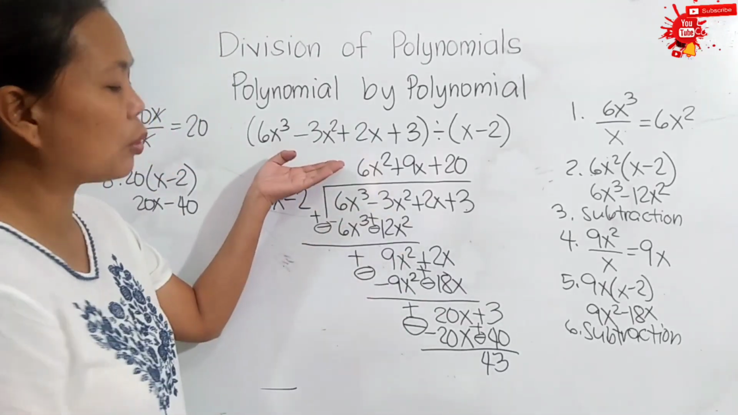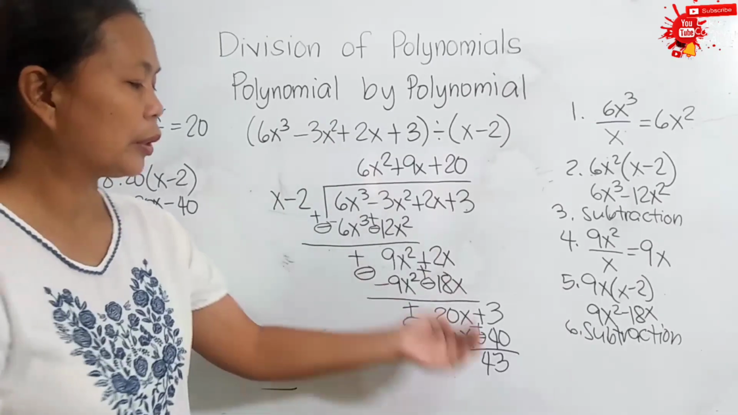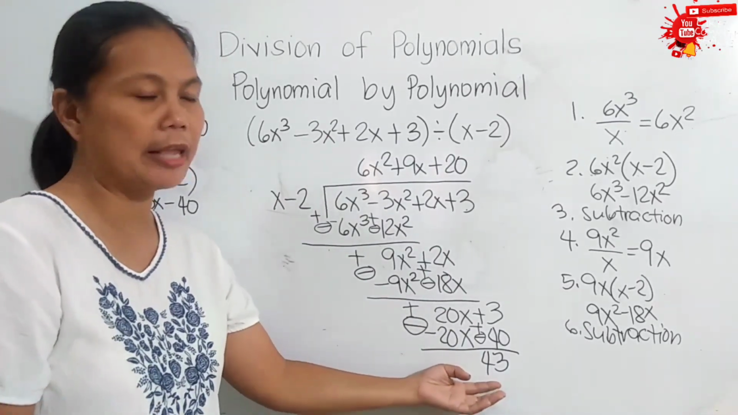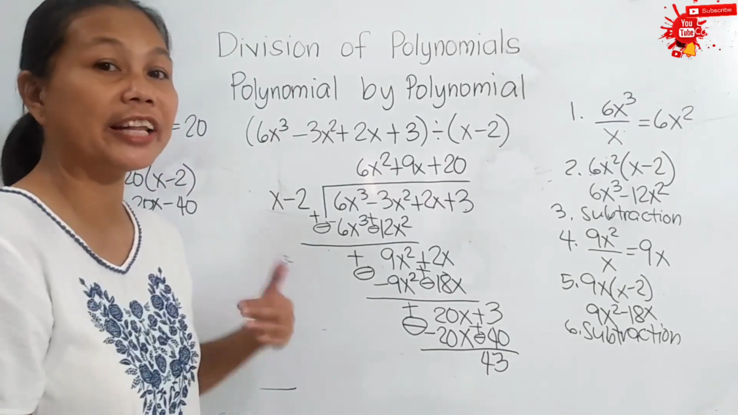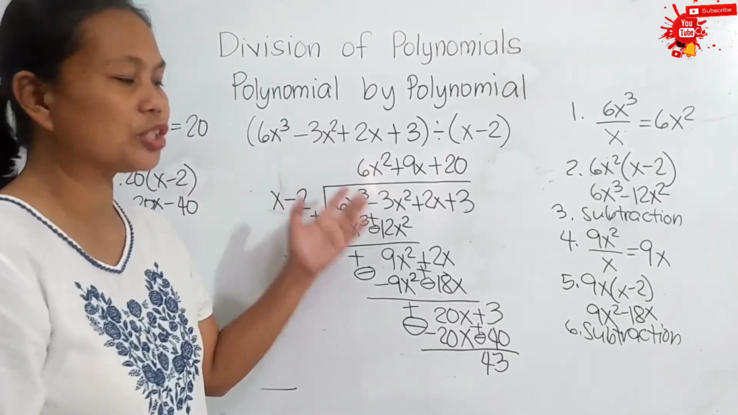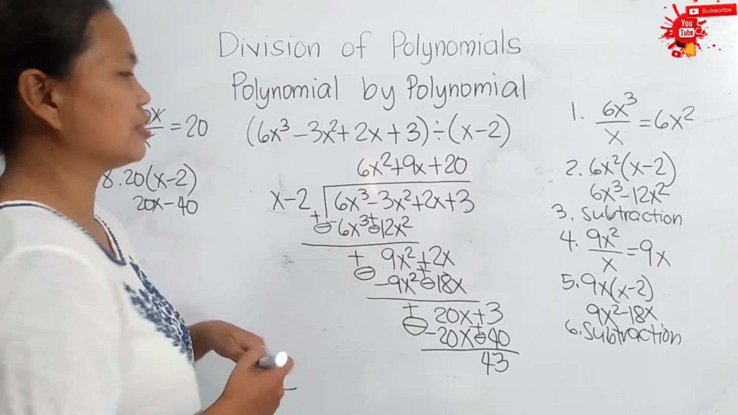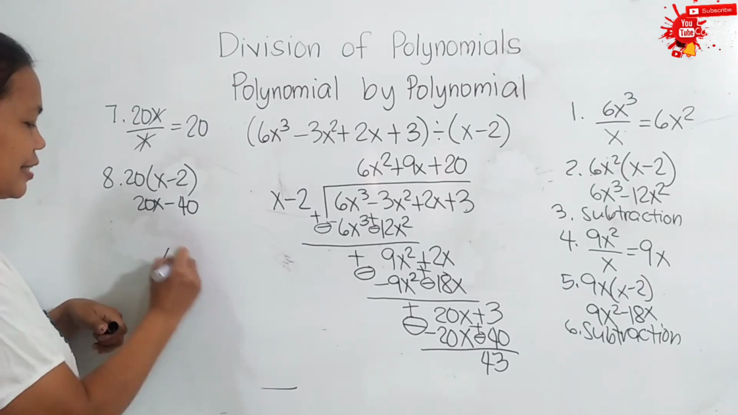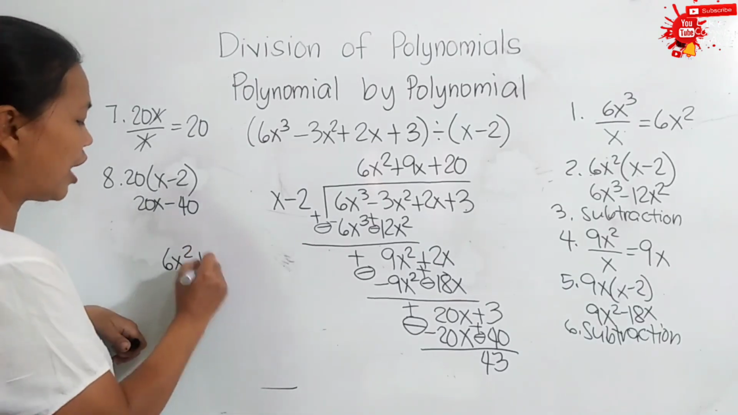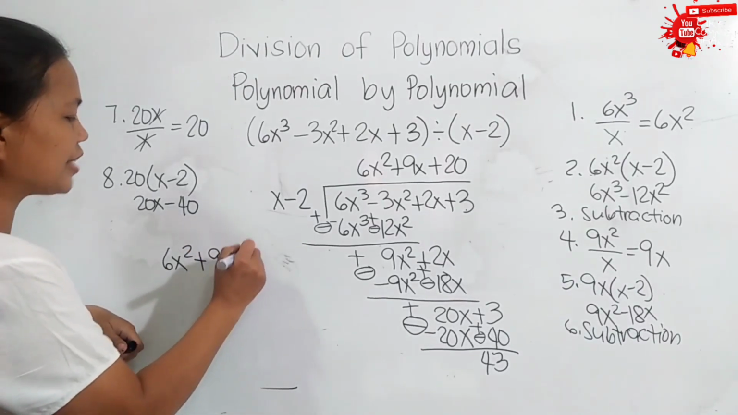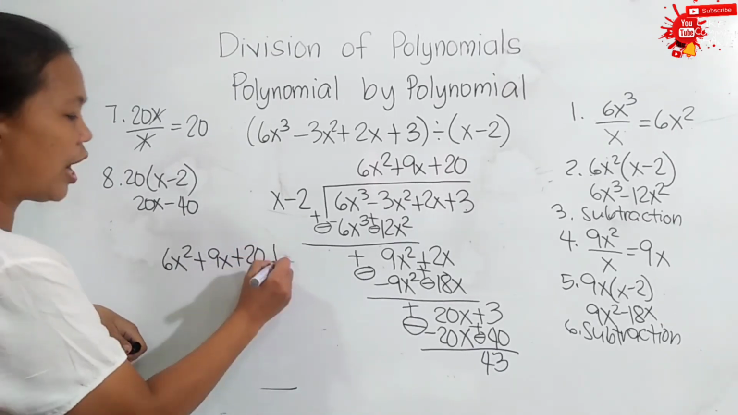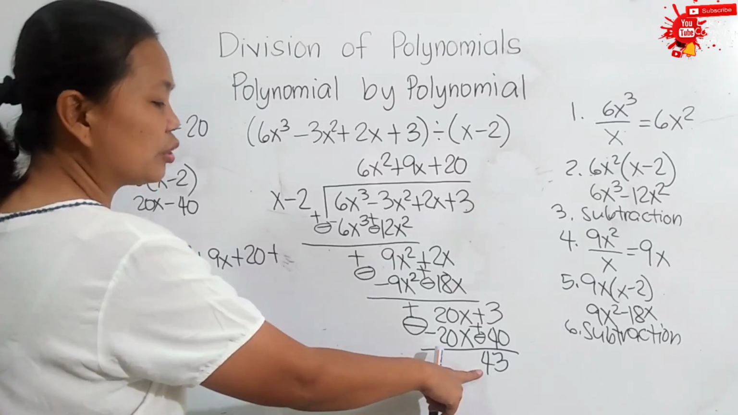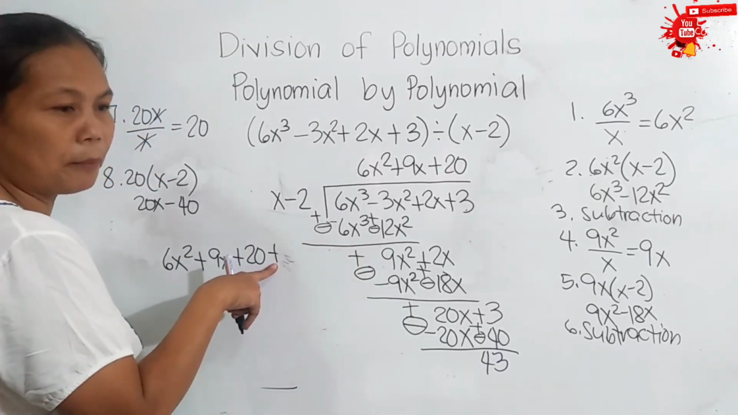So it means that our quotient is not exact. If the question is asking only for the remainder, your answer will be 43. But if the question is asking for the quotient, you have to write the quotient plus the remainder. So this is how we write the quotient. So we have here 6x squared plus 9x plus 20 plus, so this will become plus sign depending on the sign of the remainder. So this is positive, that's why it will become positive.